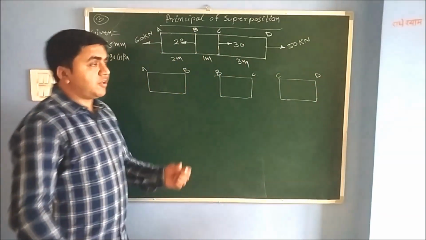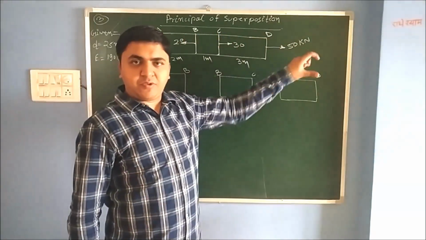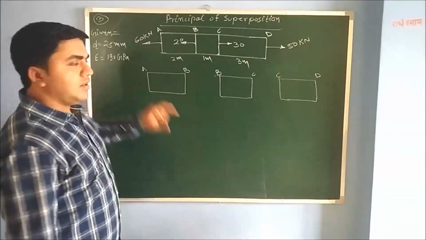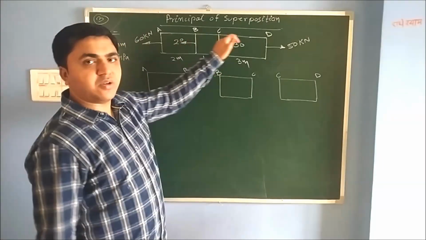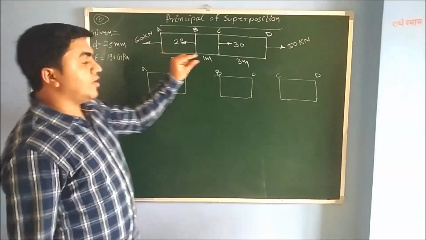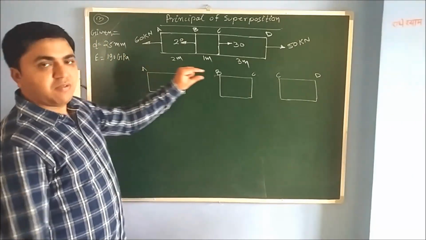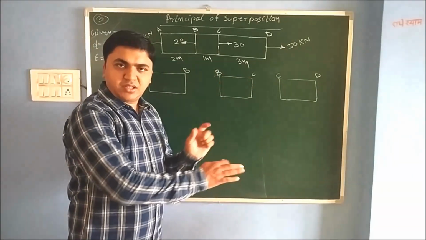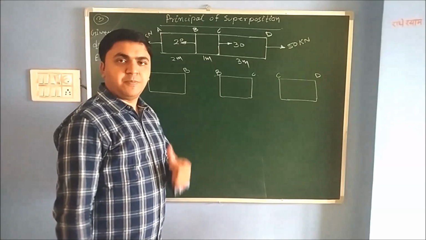So for this problem, I have taken a similar cross section for all the sections, that is 25 diameter. Maybe a problem with different cross section or different material is also possible. So only 3 different Young's modulus and 3 different diameters will be given to you. Rest, everything will be same. Every step will be same.